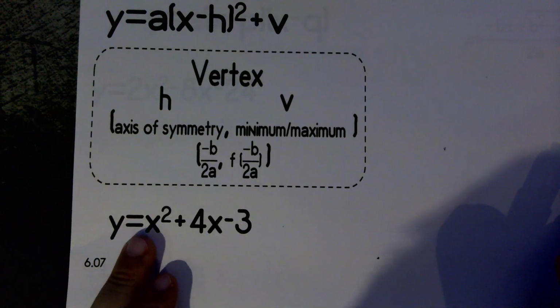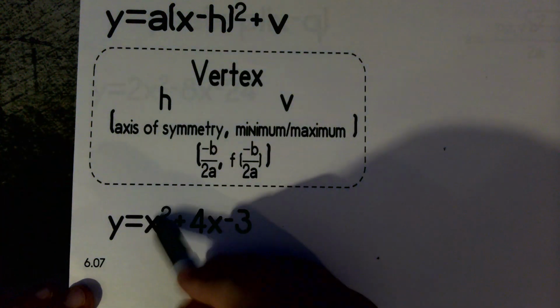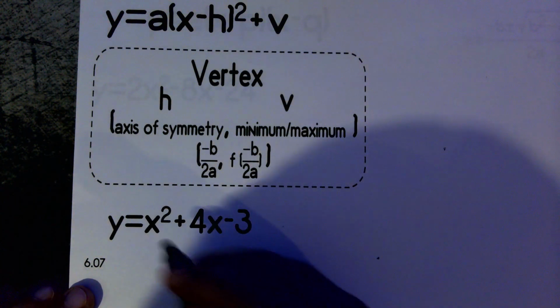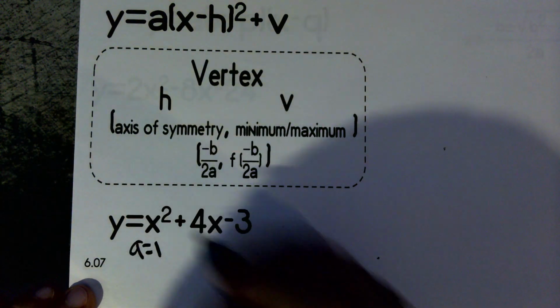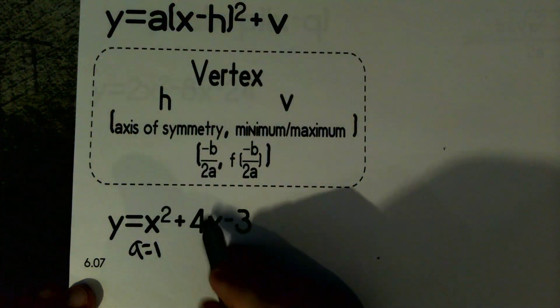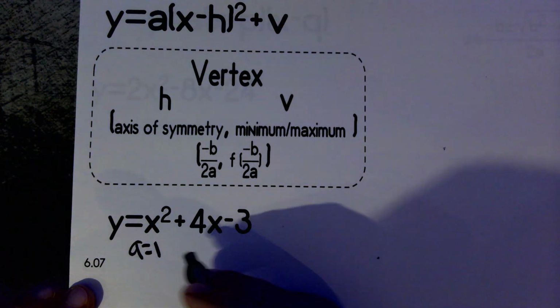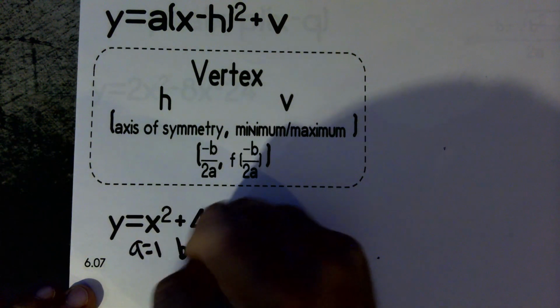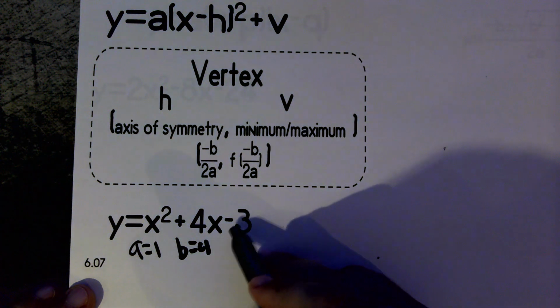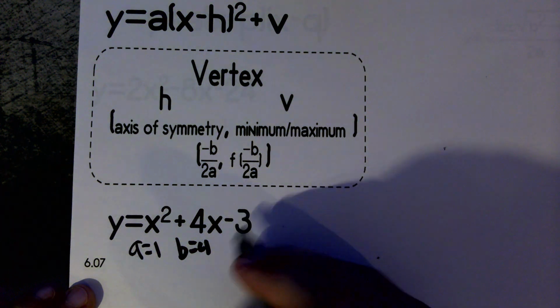So right down here, there's nothing in front of the x squared. The a is the coefficient of our quadratic term, which is, there's nothing there, so it's a 1. The b is the coefficient of our linear term that's next to the x, so b is 4. And the c is going to be the constant, and that's -3.